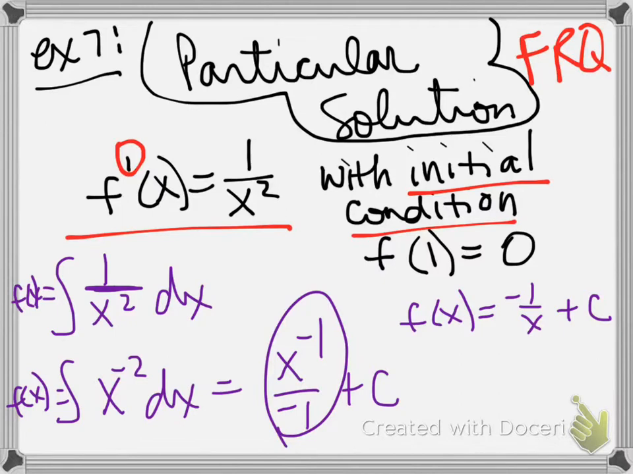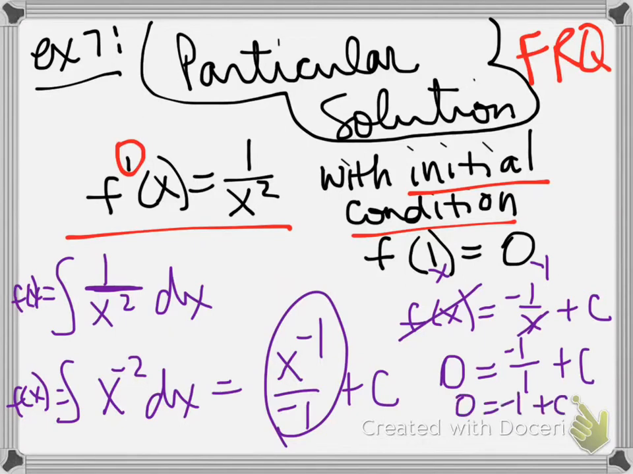Okay, so how that helps me is that I was given an initial condition, f of 1 equals 0. That means this is the x value and this is the y value. And so where f of x is, I'm going to put 0. And where x is, I'm going to put 1. And that's actually going to tell me what my c equals. So if 0 equals negative 1 plus c, then c is going to be equal to positive 1.